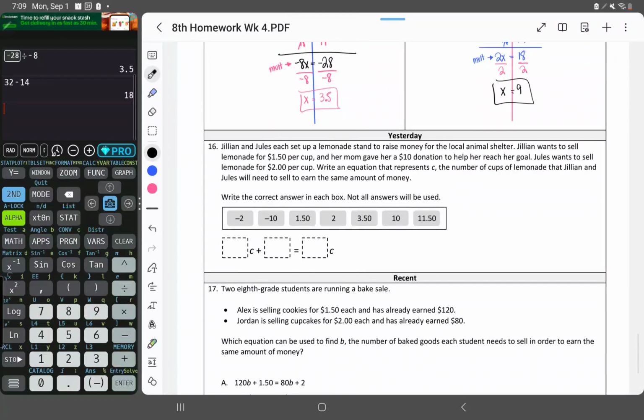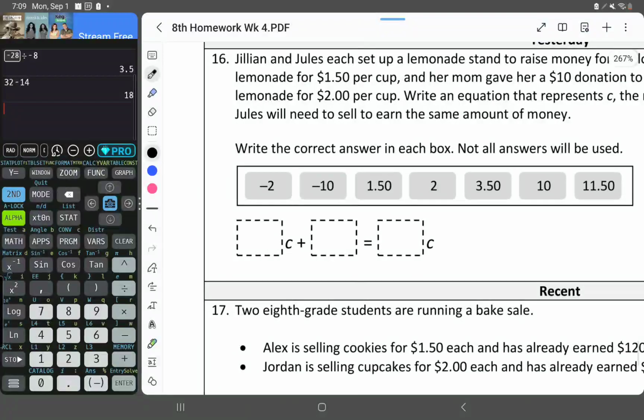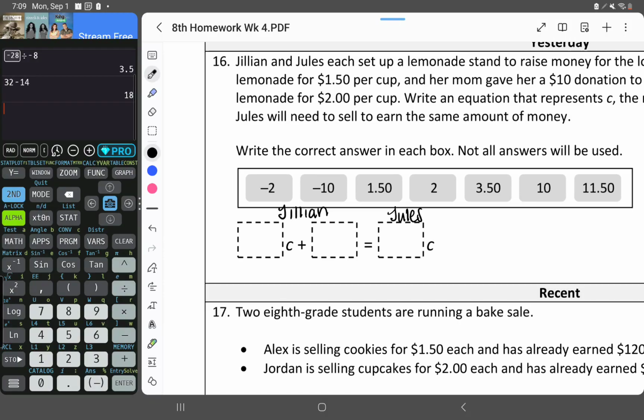This one says Jillian and Jules need to each set up a lemonade stand to raise money for the local shelter. Jillian wants to sell lemonade for $1.50 per cup, and her mom gave her a $10 donation. Jules wants to sell lemonade for $2 per cup. Write an equation that represents C, the number of cups of lemonade that Jillian and Jules need to sell.